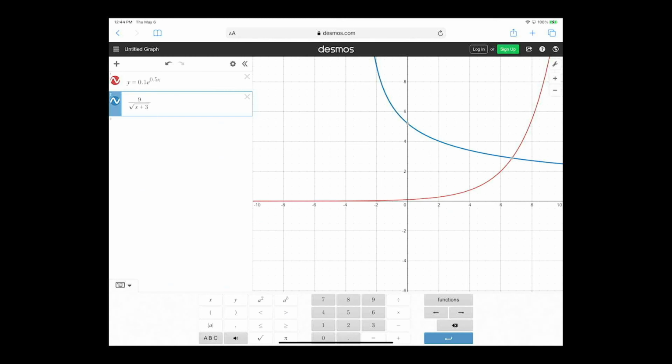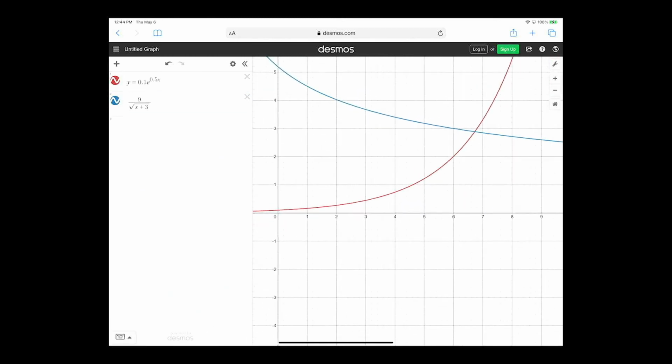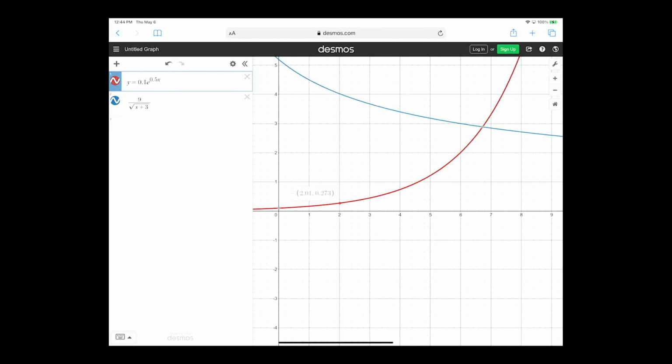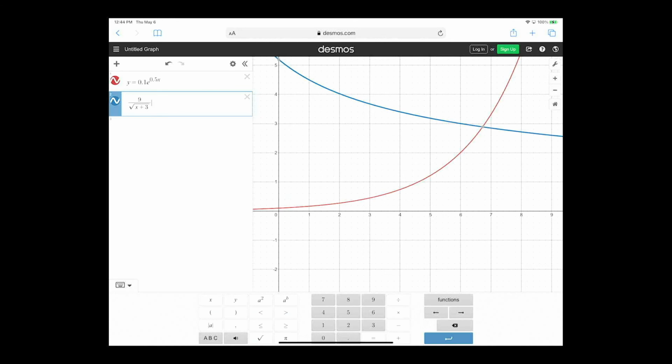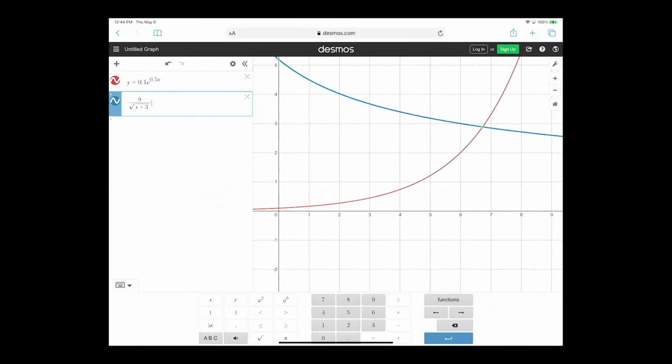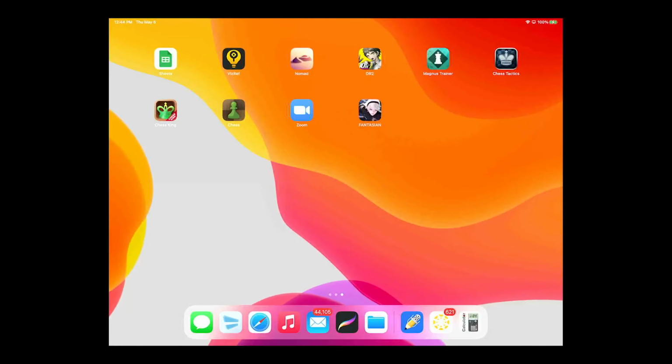So between 2 and 5, you should be able to see, right? We've got 2 right here, and the blue curve's on top, and over to 5, and the blue curve's still on top. So the blue curve's always on top. So it's this one right here, 9 over the square root of x plus 3. That's the one that's always on top. So let me look at that one more time. The blue curve is down and to the right.